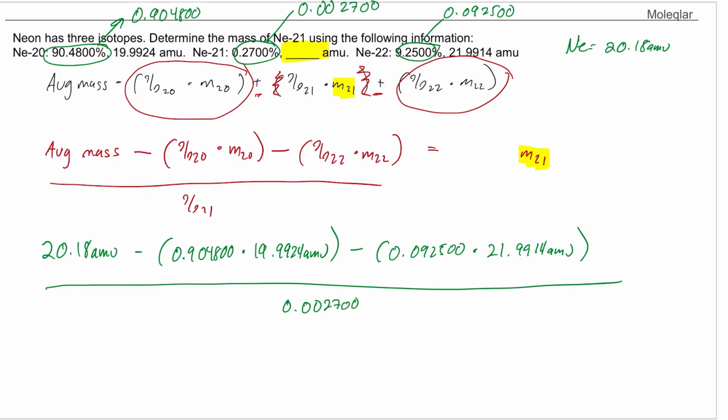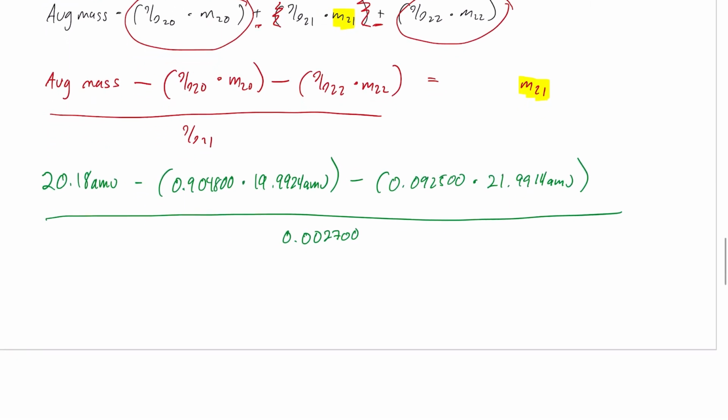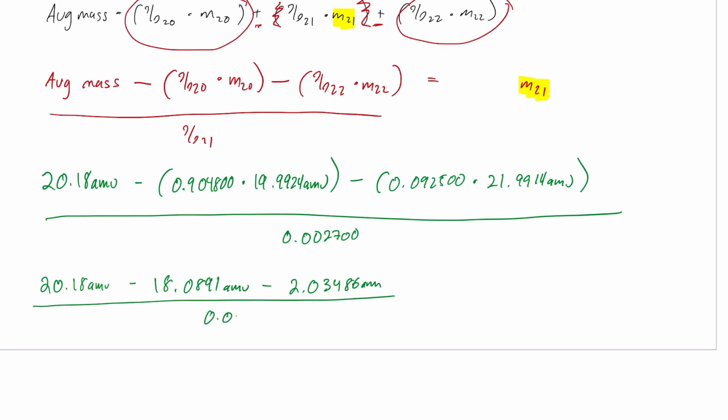Okay, so now what we want to do is get all the expressions in the brackets done first, and then we can do everything in order from there. So I'm just going to write this down, 20.18 AMU minus. Now, we're going to do this multiplication within the bracket, and we're going to keep that AMU because we're just multiplying by a decimal. This is going to be 18.0891 AMU minus, again, the next expression, we will have 2.03486 AMU, all divided by 0.002700.